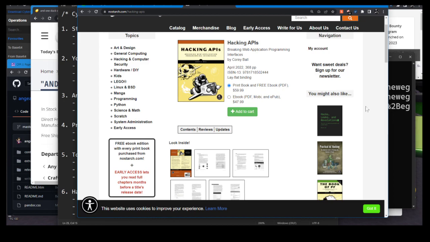The other thing I wanted to mention was this book that I mentioned yesterday, Hacking APIs. That is Breaking Web Application Programming Interfaces. This is the book that I was reading from or mentioning a little bit yesterday by Corey Ball, apparently an actual real name. And so here it is, neostarch.com is where you can find it. All right, so much for that. That was weird.